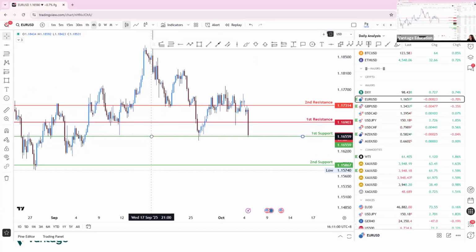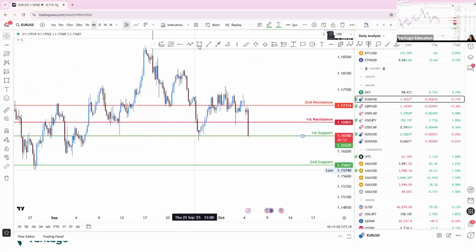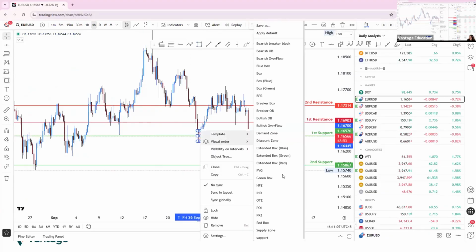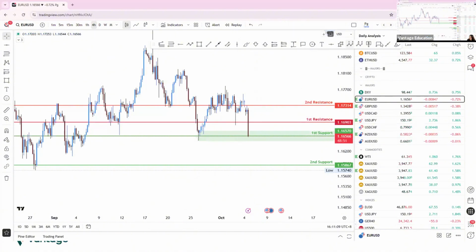I adjust the level. I would say this is my first. I would identify the zones. So now, if you want to buy, you need to zoom into the lower time frame and wait for confirmation.